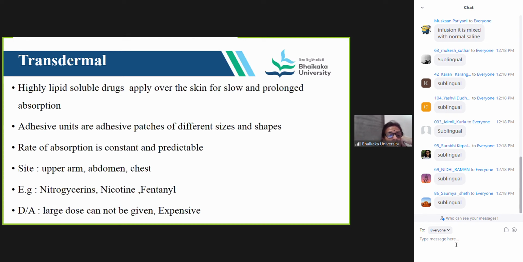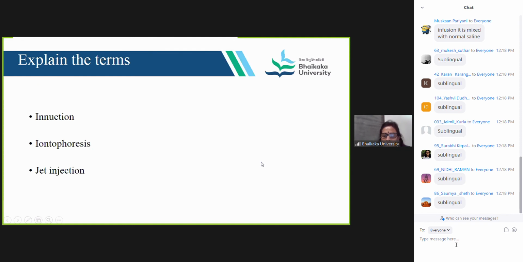The disadvantage is that a large dose cannot be given. If you require a large dose, this route is not preferred. And of course, the patches are expensive. Also, few drugs are available as patches, and they are expensive. Okay, so that could be the disadvantage.